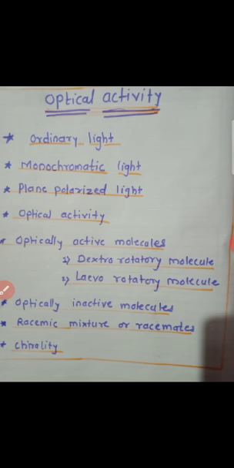Dear student, in 11th standard we studied geometrical isomerism. The example of geometrical isomerism, stereoisomerism. The another type of stereoisomerism is called optical isomerism. It is necessary to know the following terms for better understanding of the concept of optical activity.